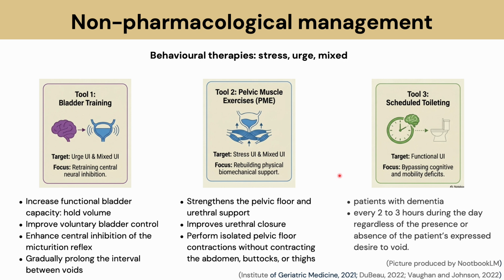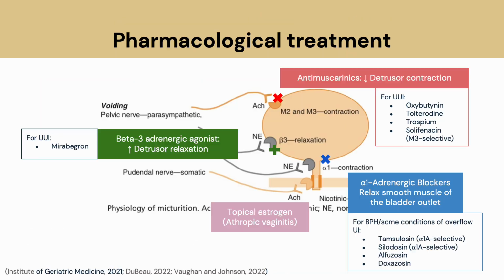The key message is that behavioral therapy is effective, safe, and free from medication-related adverse effects. Although improvement takes time and requires patient motivation or caregiver support, it remains the first-line treatment for most older adults with UI. When lifestyle modification and behavioral therapy are not enough, pharmacological treatment can be considered. The choice of medication depends on the underlying subtype of UI.